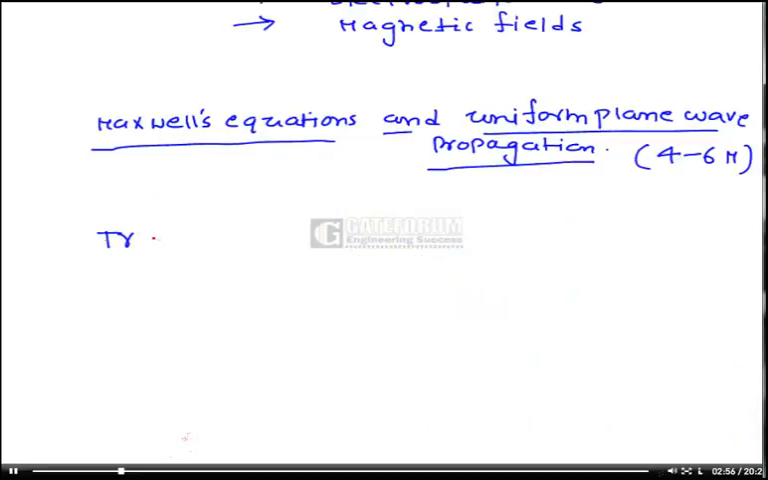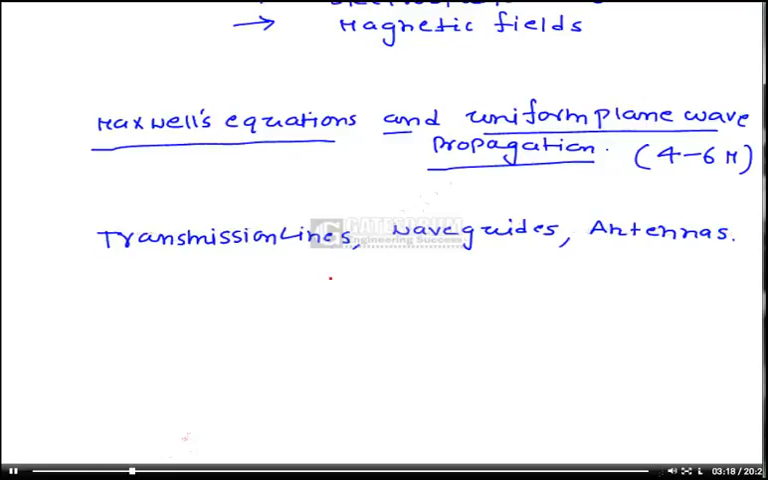Next one is transmission lines, waveguides, antennas. Combinedly, we can expect around 8 to 12 marks from these three: transmission lines, waveguides, and antennas. So we have to concentrate more on Maxwell's equations, uniform plane wave propagation, and the transmission lines, waveguides, antenna part. Most of the questions will come from these two topics.